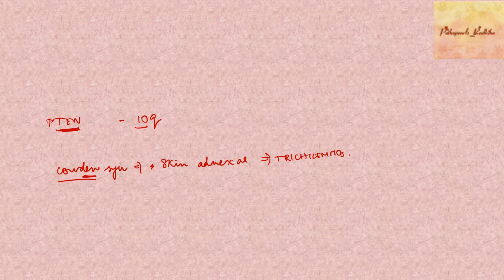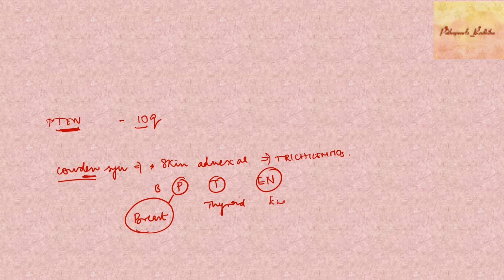Apart from these, the patients are more prone to develop certain malignancies. What are those? You remember as PTEN, but make this P as B. Those patients with a mutation in the PTEN gene are predisposed to develop breast cancer, then thyroid cancers and endometrial cancer. That's why we are worried about this PTEN gene.